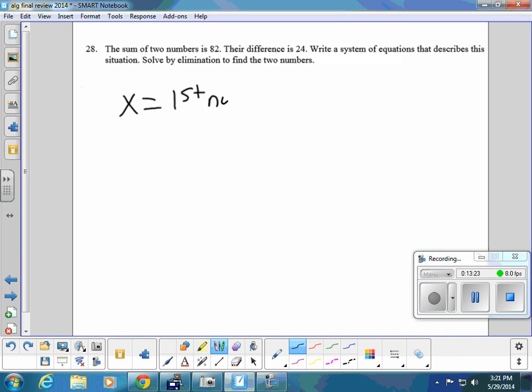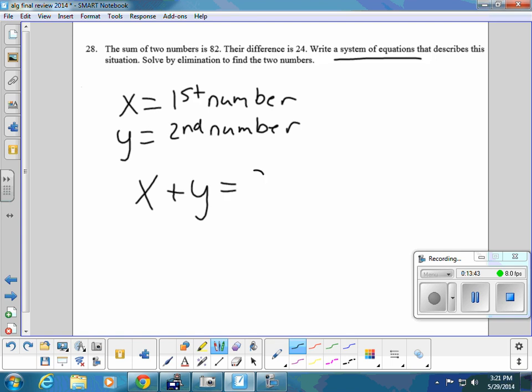X could be the first number, and Y could be the second number. We're going to define these variables. So it's asked for a system of equations, which means two equations, two unknowns in this case. So the sum, which is x plus y, is 82. And the difference, which would be x minus y, is going to be 24.